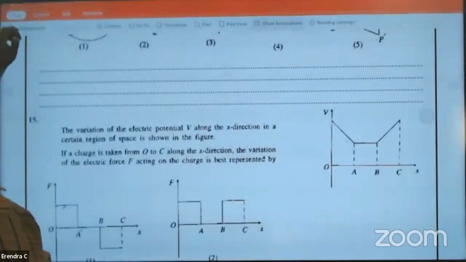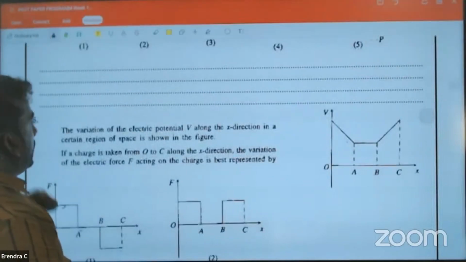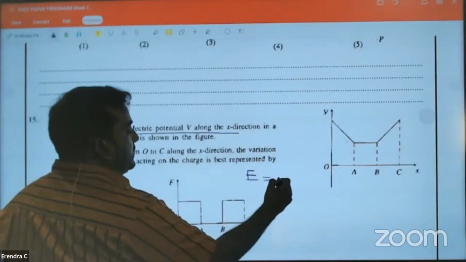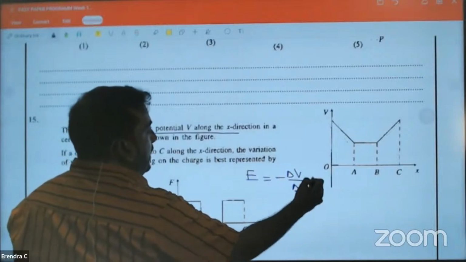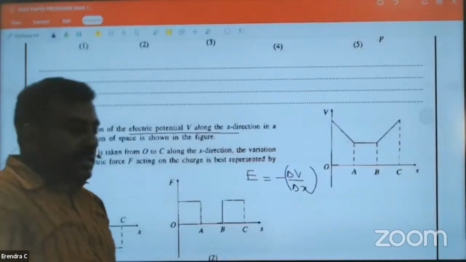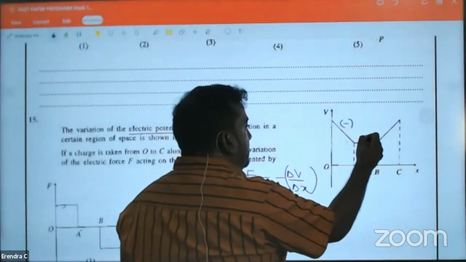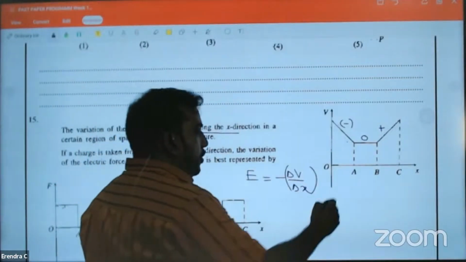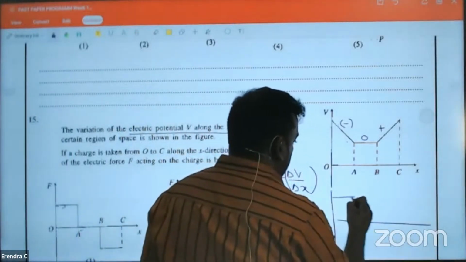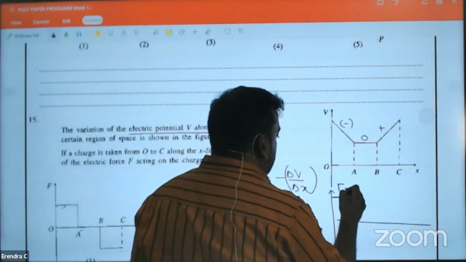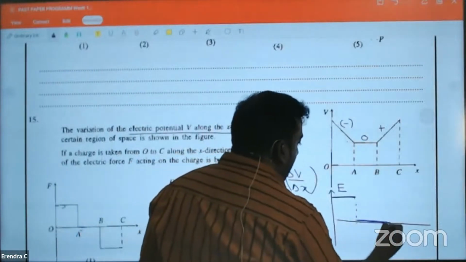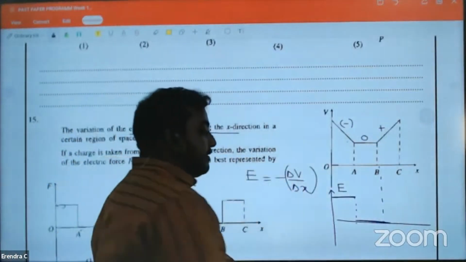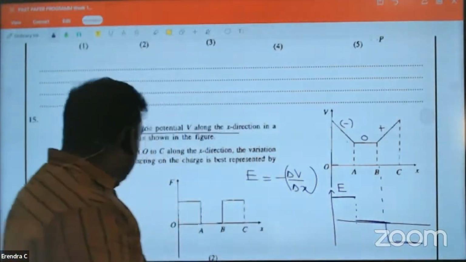Moving forward. The variation of the electric potential along the x direction. You remember, no? E is equal to minus delta V over delta x. Negative potential gradient. So here, negative gradient, zero gradient, positive gradient. Negative, negative becomes positive. Positive constant. Zero gradient means zero electric field. Positive means positive into negative, negative.